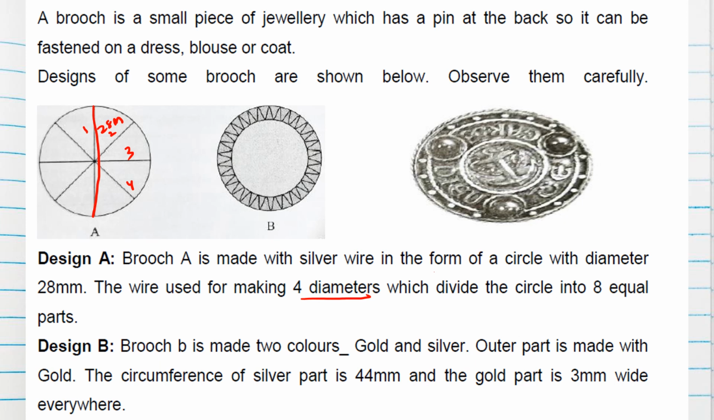And design B, you can see it is made of two colors, gold and silver. Outer part is made with gold and circumference of silver part is 44. Circumference is given, this length is given 44, and gold part is 3 millimeter wide. So its width is given 3 millimeter. Now we'll solve questions. We'll see which all type of questions have been asked.